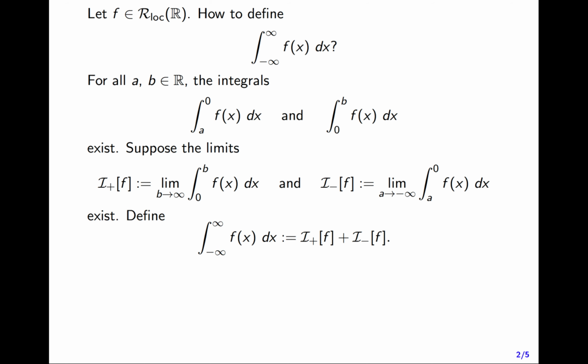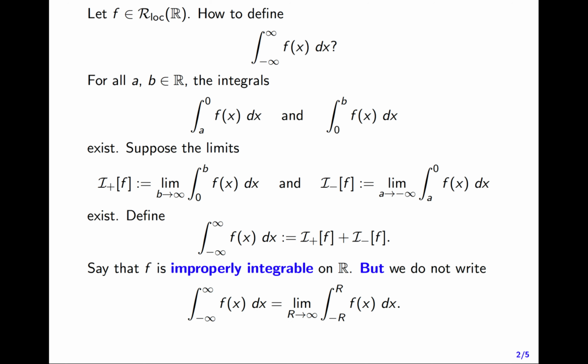Then we'll define the integral from minus infinity to infinity of f to be the limit I plus on f plus the limit I minus on f. And in this case, we say that f is improperly integrable on the reals. We do not write, and I cannot overstate how important it is to remember this, we do not define the integral from minus infinity to infinity of f to be the symmetric limit as r goes to infinity of the integral from minus r to r of f.